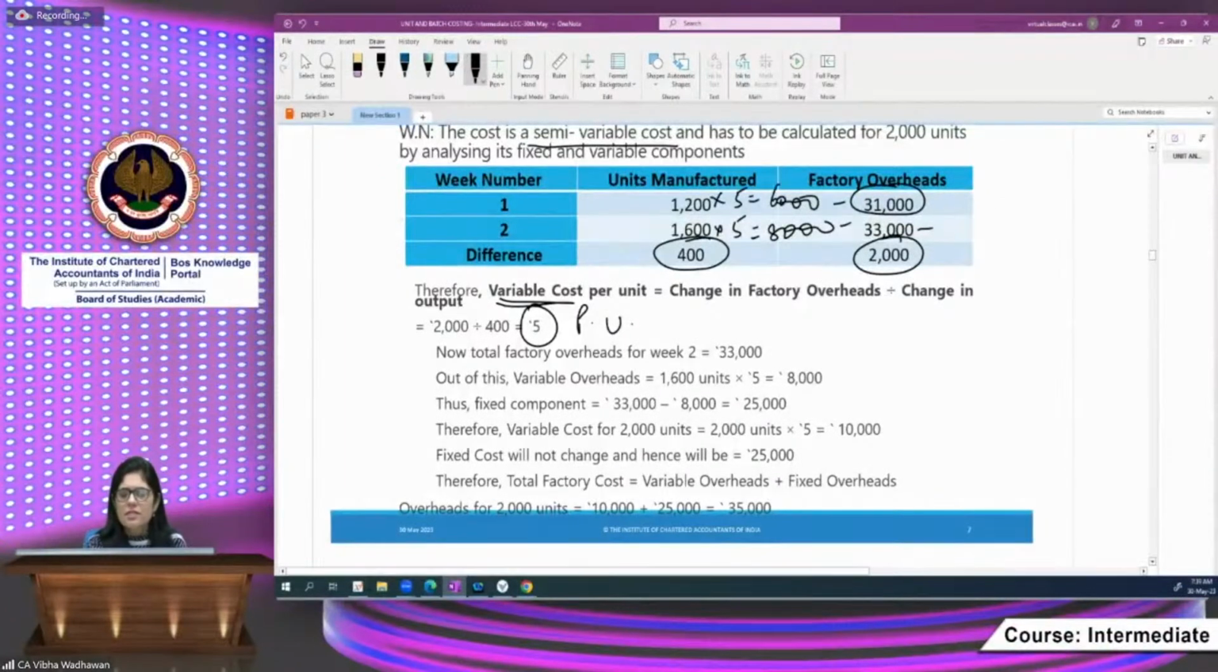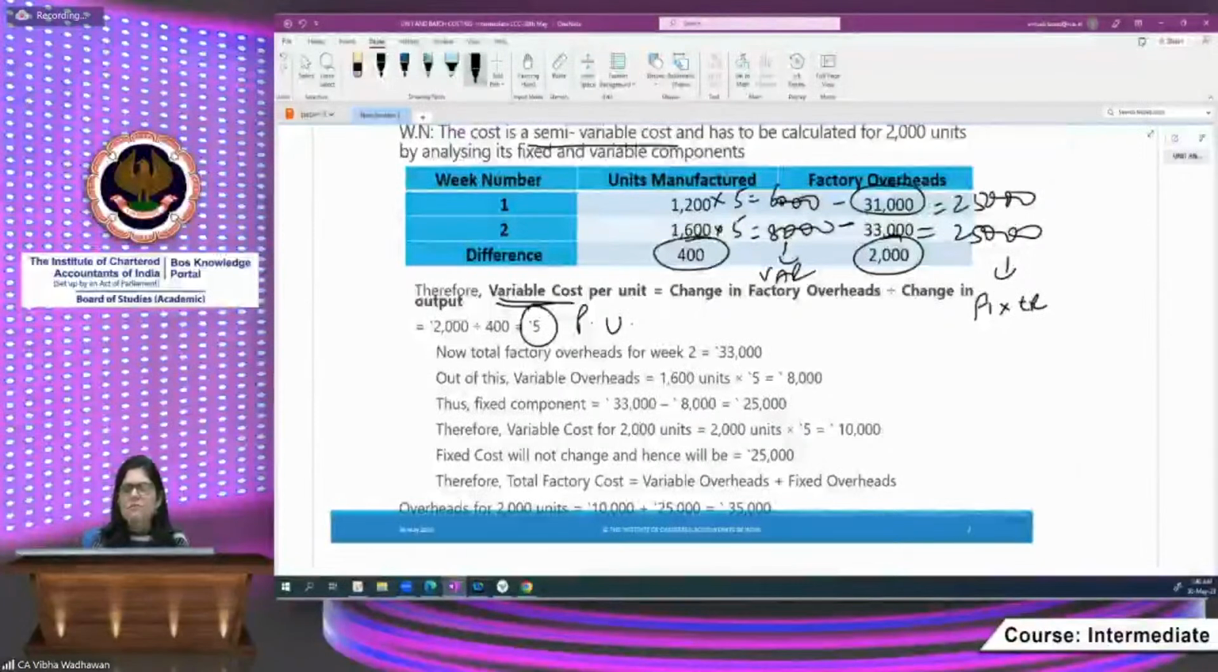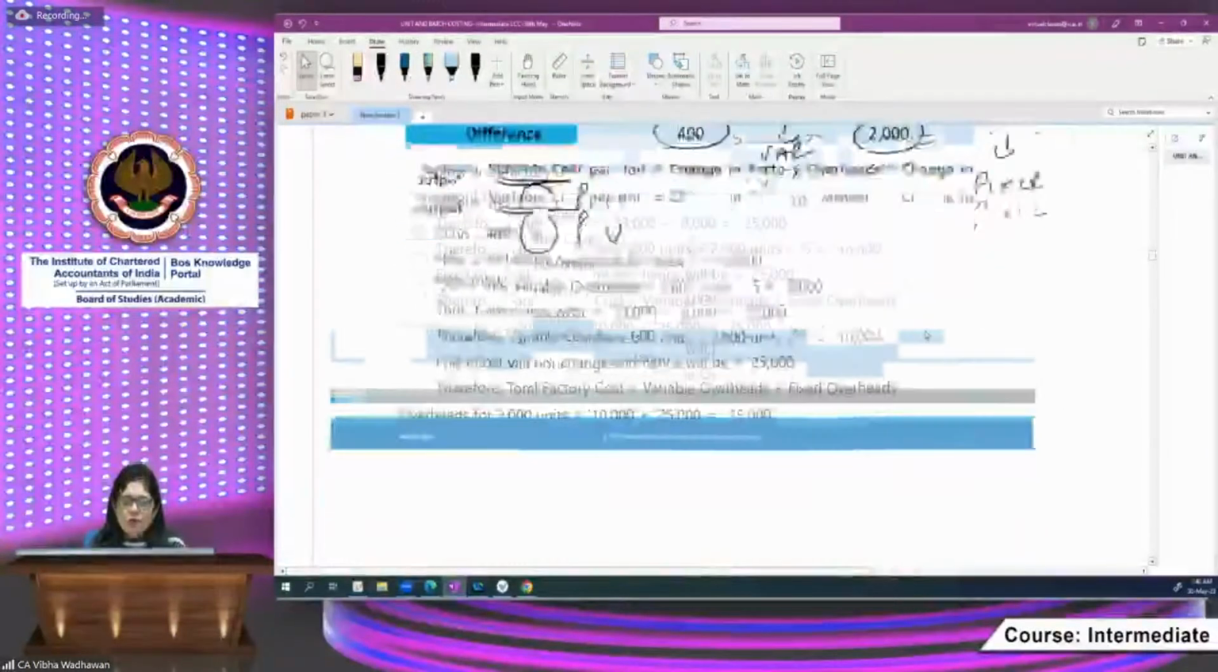Here. So this was the variable cost. 6,000 minus 31,000, 25,000, 8,000 minus 33,000, 25,000. So this was the fixed cost. So we have split the semi-variable into variable and fixed. So this is the whole story I just explained you. I hope there should be no doubts in this question. All right. Let's move on to the next slide.